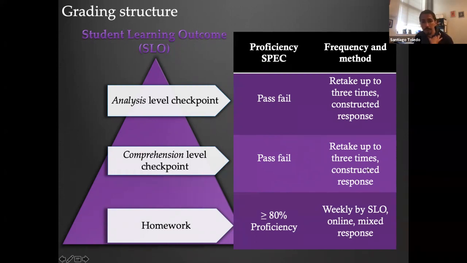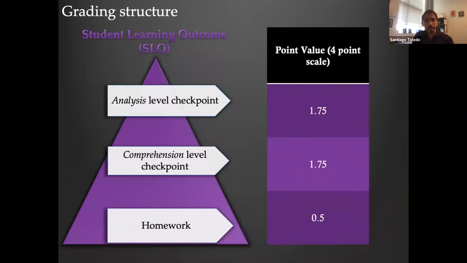Because I have the opportunity and the privilege to do this, most of my experience is working with constructive response questions. So I don't have a lot of experience with multiple choice questions, but that's how I do my exams. So in this particular SLO, students can earn this point value system, right? Where if they get proficiency on homework, they get 0.5 credit. If they get proficiency on comprehension, 1.75, and analysis, 1.75.